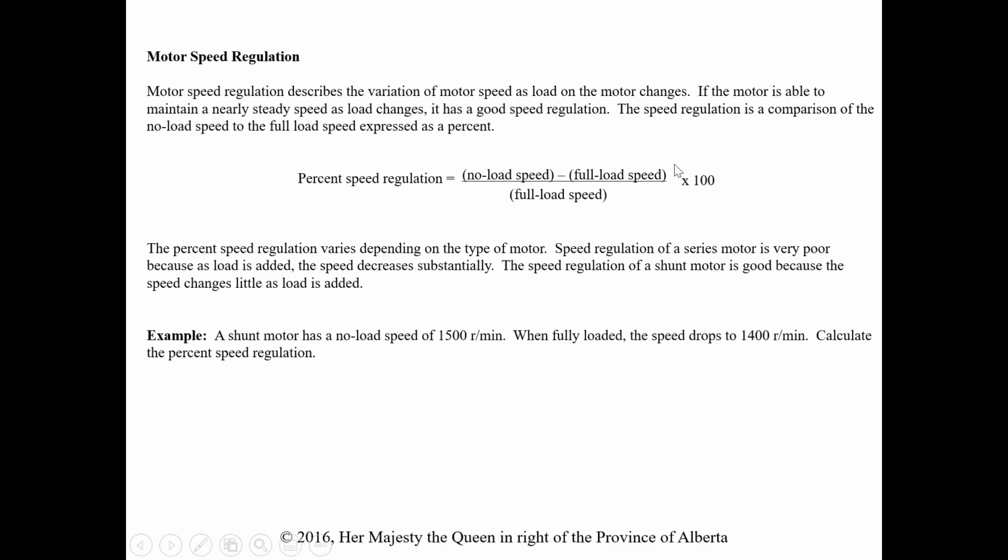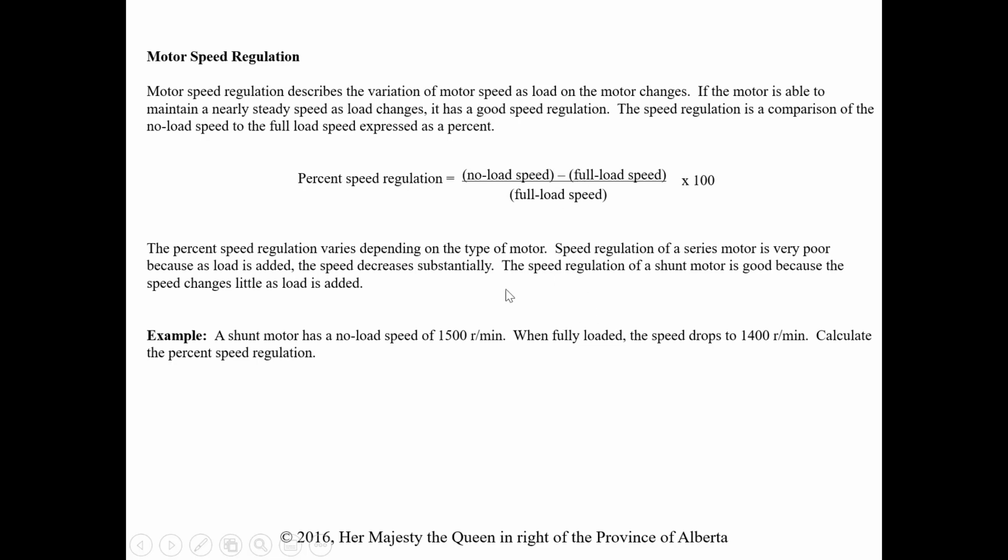Speed regulation is a comparison of no load to full load. So we'd have the two different speeds divided by our full load. So again, if these numbers were very similar, we would have a decent percent regulation. Percent speed regulation varies depending on the type of motor. Speed regulation of a series motor is very poor because as load is added, the speed decreases substantially. So we're going to have poor speed regulation for the series.